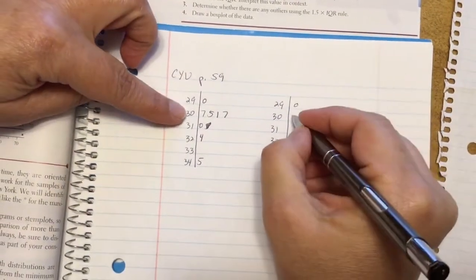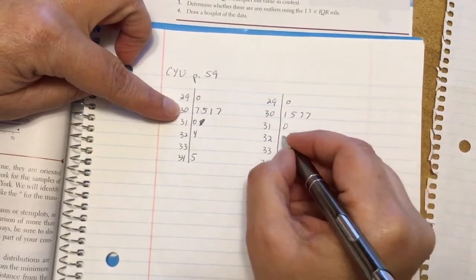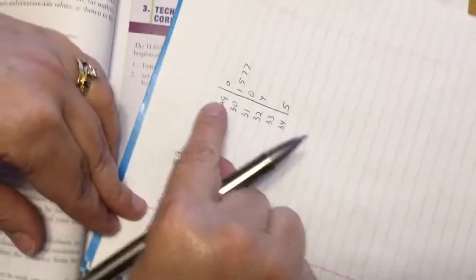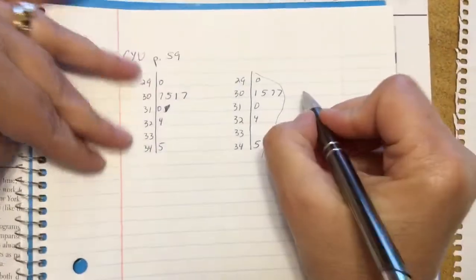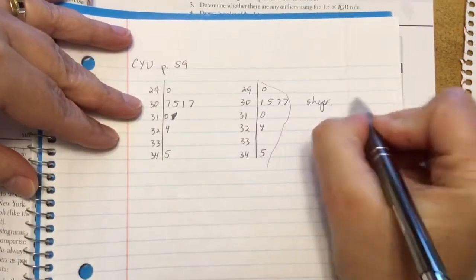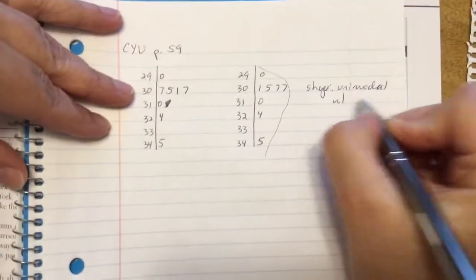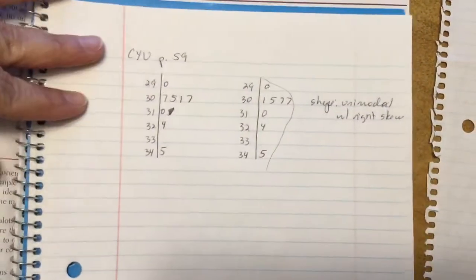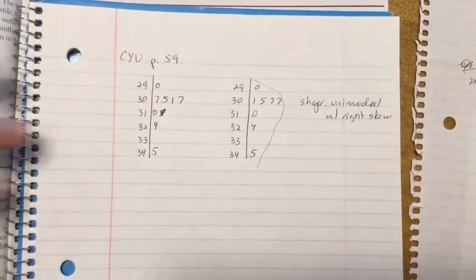I'm going to put these in order, so 1, 5, 7, 7, that's a 7, 4, and 5. So I can see if I turn it on its side from lowest to highest, it's definitely unimodal with a right skew, okay? So the shape is unimodal with a right skew. All right, just to get an idea of the shape. Okay, let's do the 5-number summary.